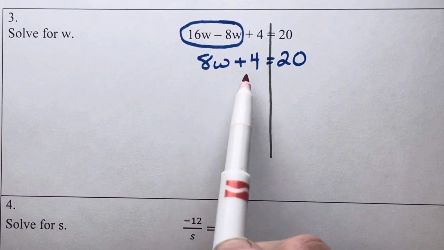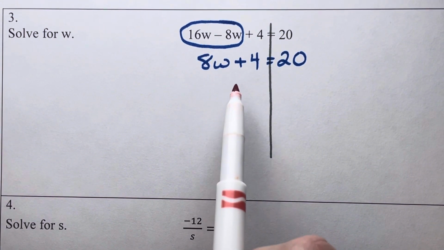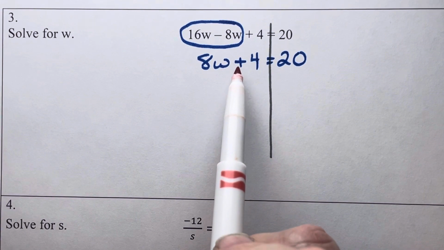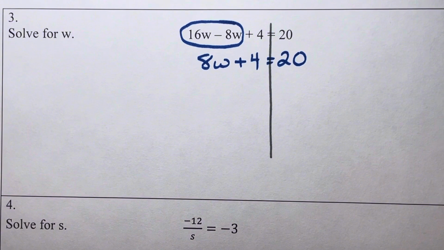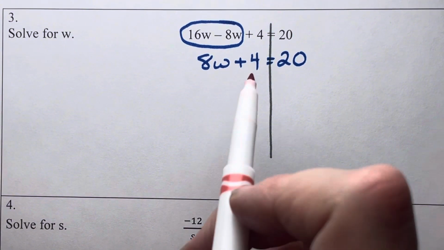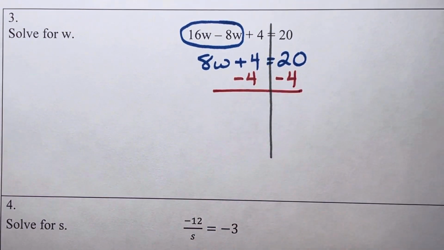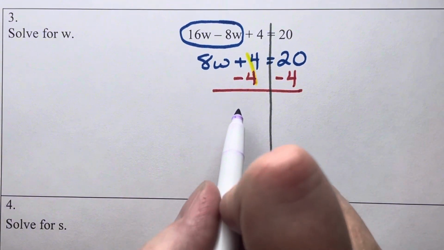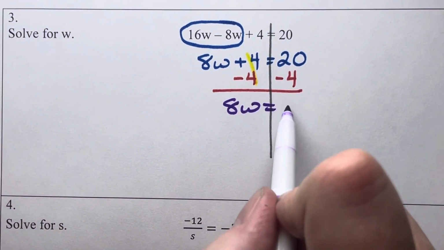Now that we have this taken care of where my variables have been combined, we get rid of the term that is adding or subtracting. So this 4 is currently adding. To get rid of it, we do its opposite of subtracting. And what you do on one side of the river, you definitely have to do to the other. And the whole purpose of subtracting those 4s was to make them cancel out. This gives us 8W equals 20 minus 4, which is 16.